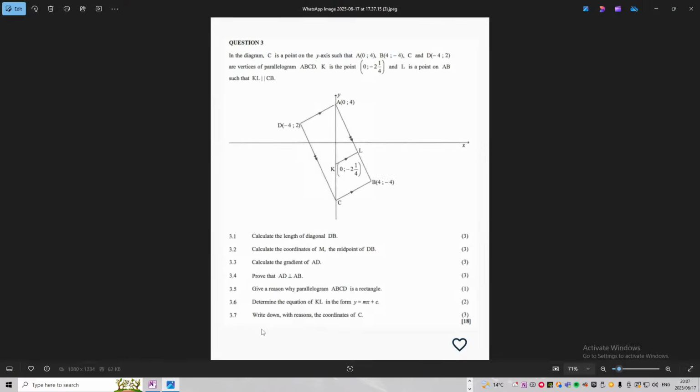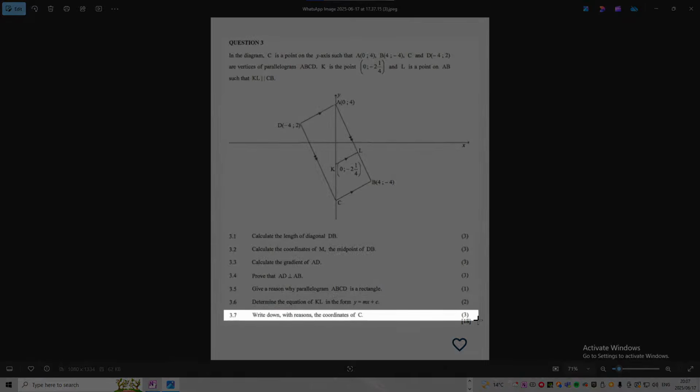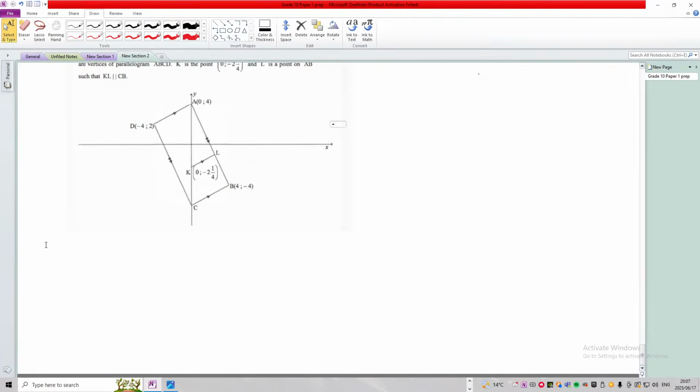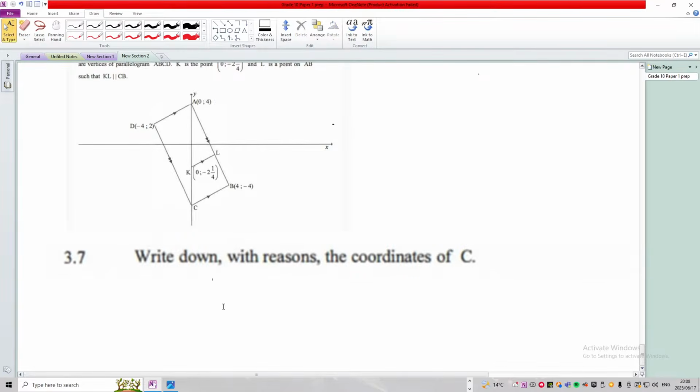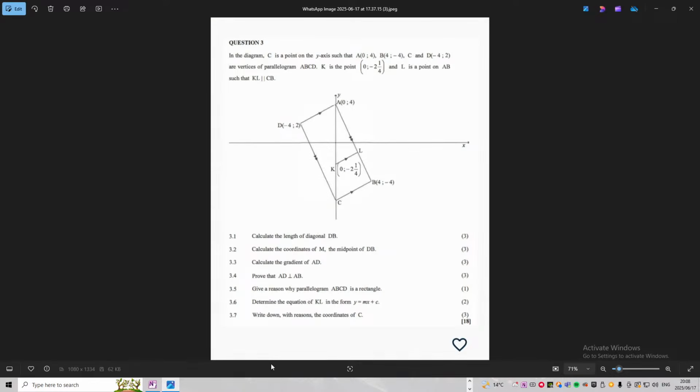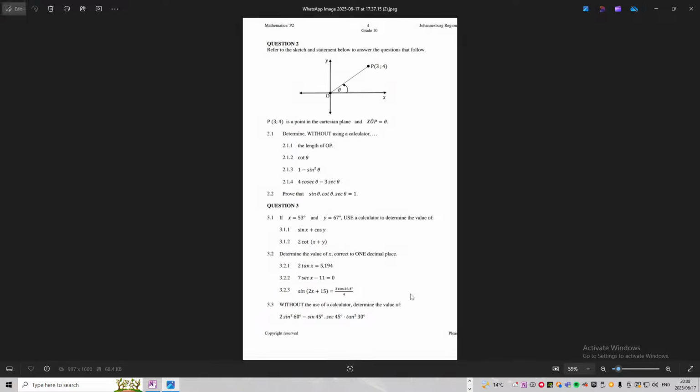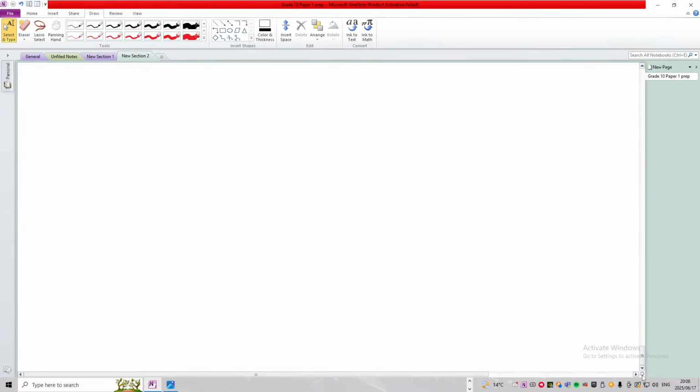Okay. Write down the coordinates of c. Oh, no, I must skip this also. And I can skip this one too because it's quite basic. Write down the coordinates of c. I think then I can skip it as well. Skip and jump to trig. Alright, say less. Okay, question 2. Let's go to trig.